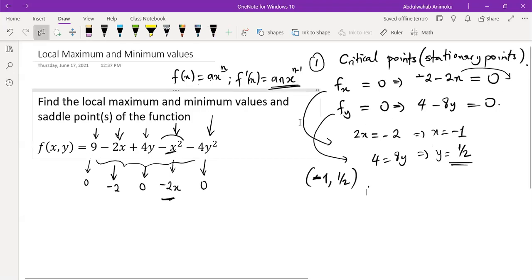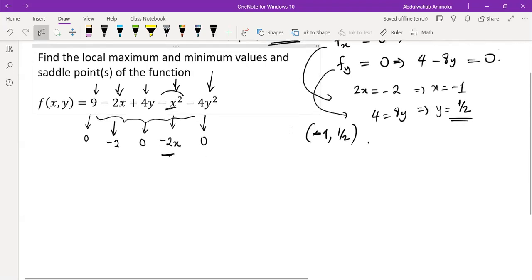Now we have to determine if this critical point is a minimum value, maximum value, or a saddle point. Okay. Now that comes the second stage.